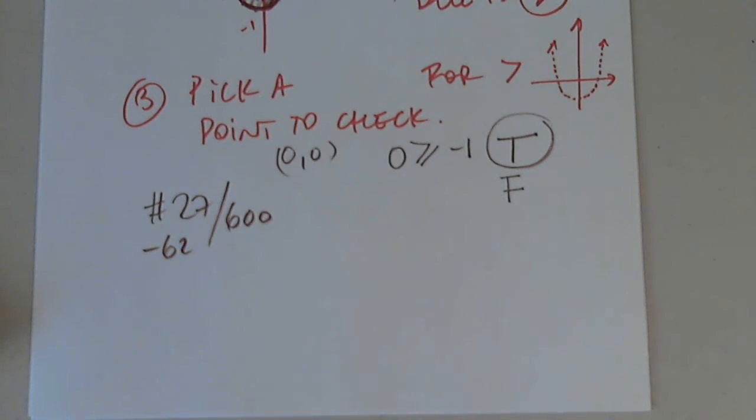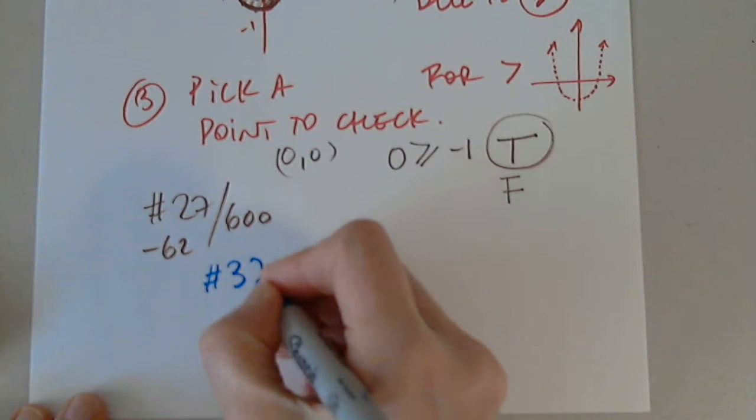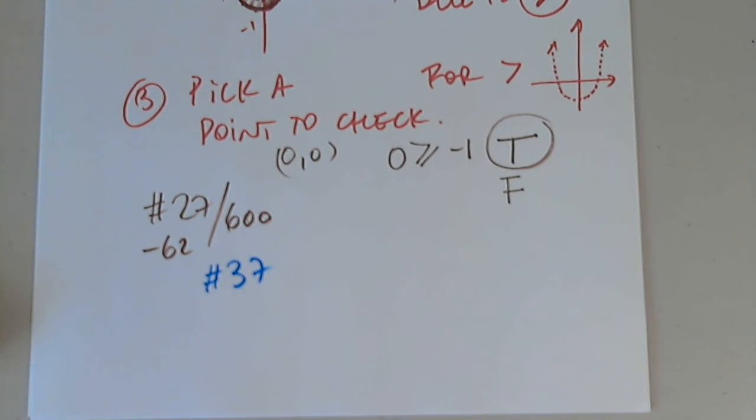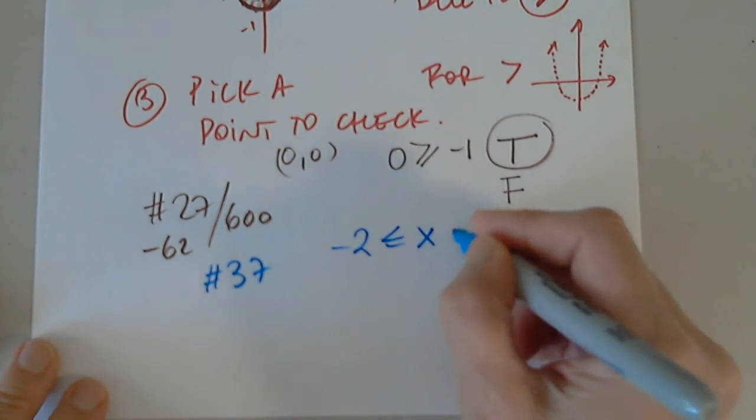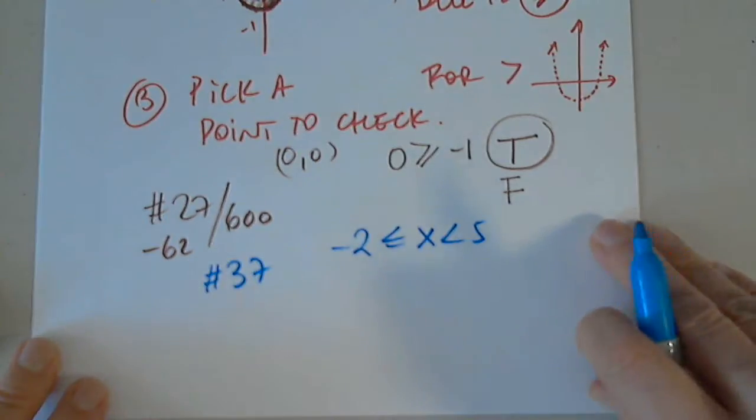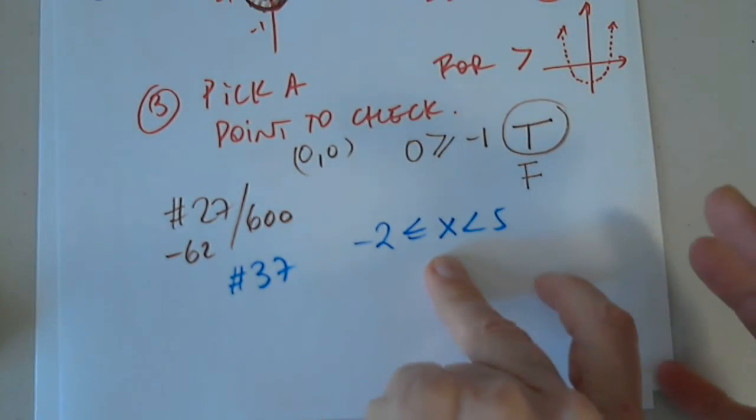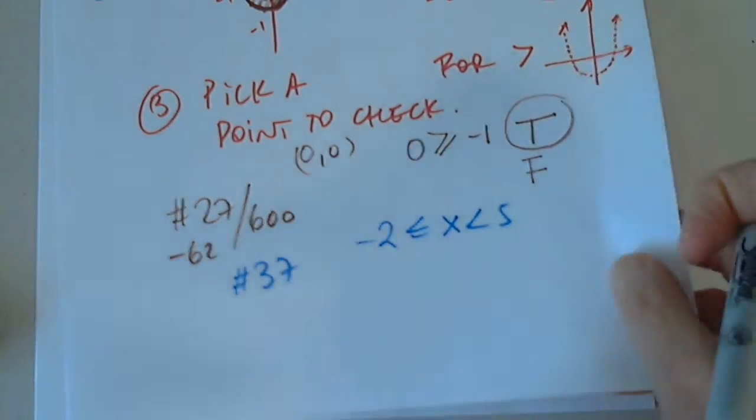37. Let's start with 37. Let's see, where is it? Ah, just -2 less than x less than 5. Okay, this does not have y in it. So it's much easier, but it's a very good example. Much easier than what we just looked at.